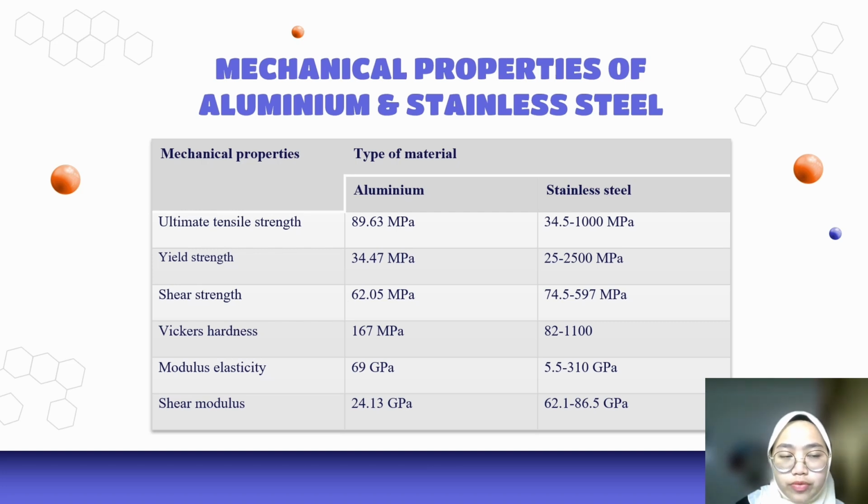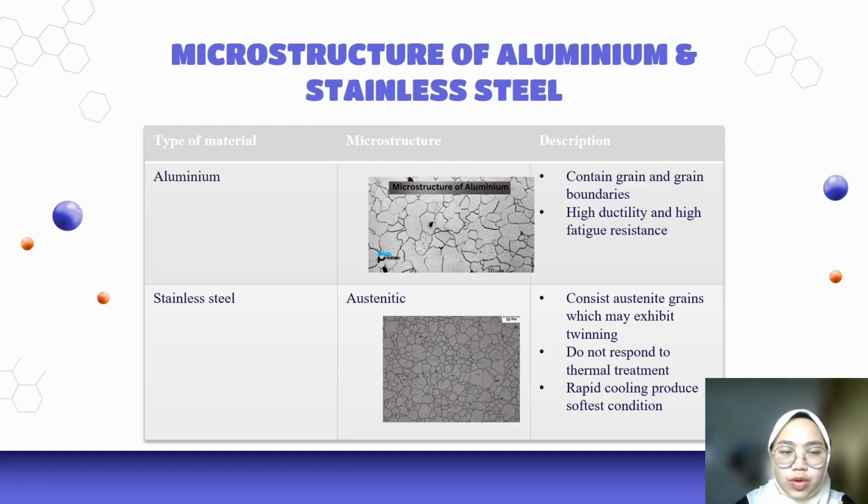Next, we are going to look at Vickers hardness of these two materials. Aluminium has Vickers hardness 467 megapascal, while stainless steel is 82 until 1100. For modulus of elasticity, aluminium is 69 gigapascal, while stainless steel ranges from 5.5 until 310 gigapascal. Lastly, the shear modulus of aluminium, which is 24.13 gigapascal, is lower than stainless steel, which starts from 62.1 until 86.5 gigapascal.